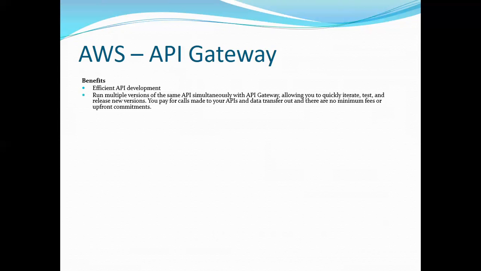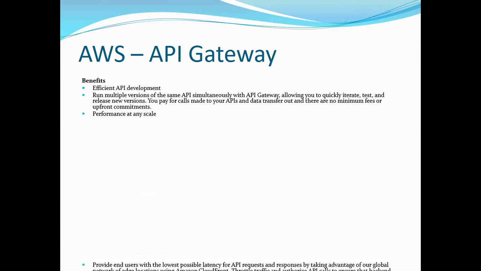Run multiple versions of the same API simultaneously. API Gateway allows you to quickly iterate, test, and release. So you can run multiple versions of APIs. As soon as you have an enhancement, you can have a different version, and you can invoke different versions in your code, so that you will have the older version for version control. You pay for calls made to your API and data transfer out, and there are no minimum fees or upfront commitments.